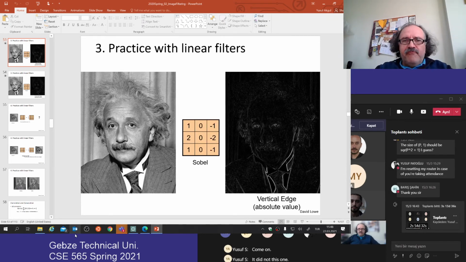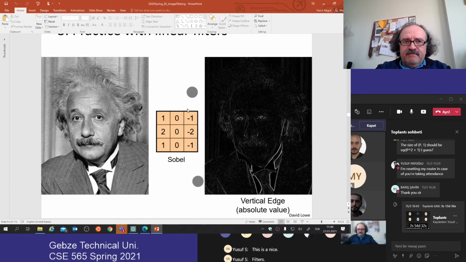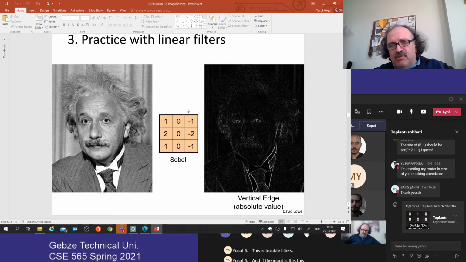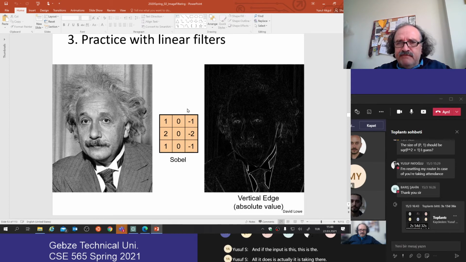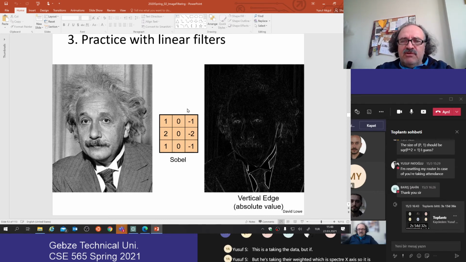Okay, so this is a nice filter. Now I'm not going to use my pen anymore. This is a Sobel filter, and if the input is this, this is the output. All it does is take the derivative, but with respect to the x axis. So it finds vertical edges.